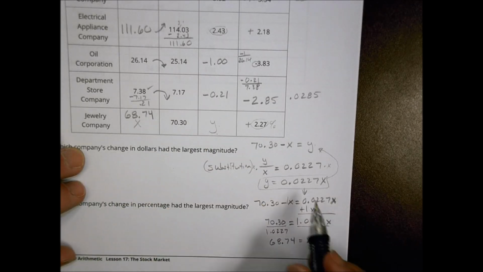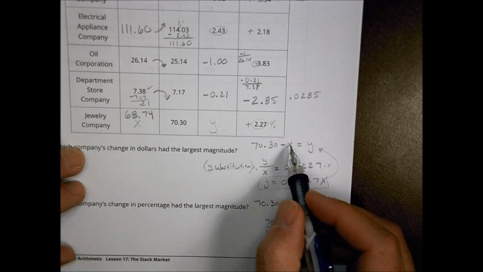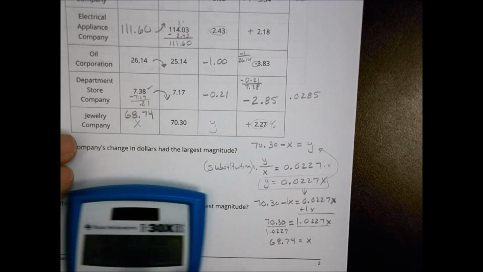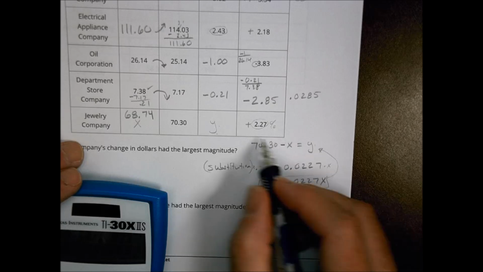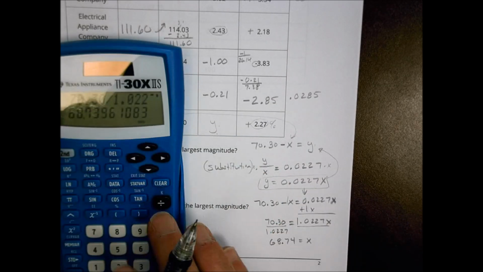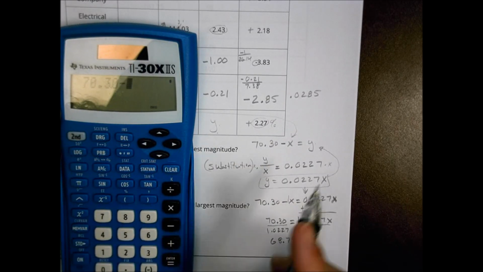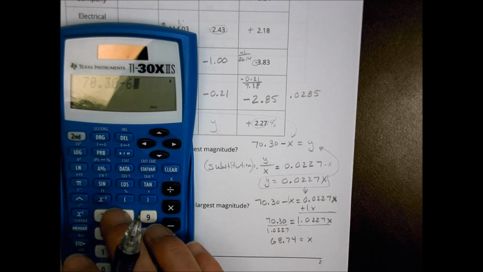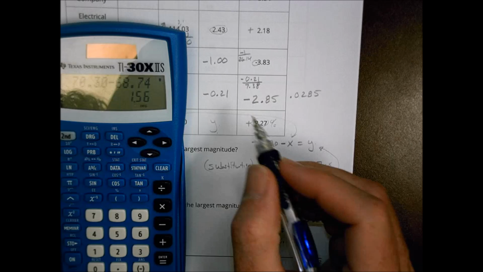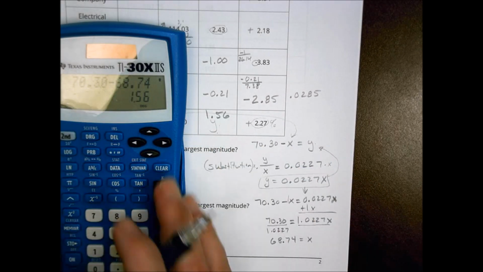I sure can. And I do that by taking this x value and I come back up to my first equation right here and I'm going to plug that in, right? So I'm going to take this value of x and I'm going to put that in place of that x there. And so I do $70.30 minus my x value, which was 68.74, and so my y value is $1.56. Okay?